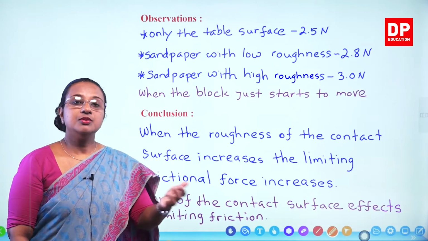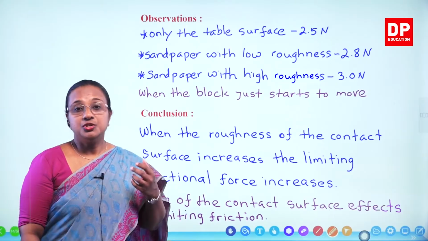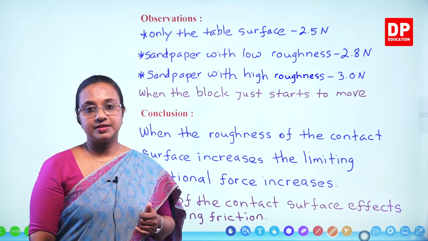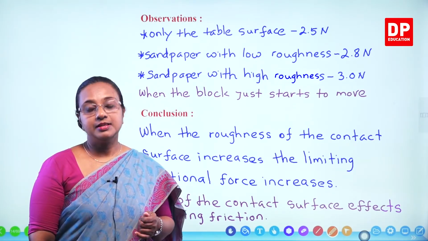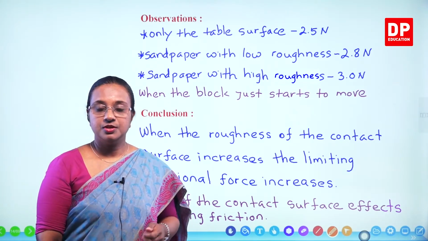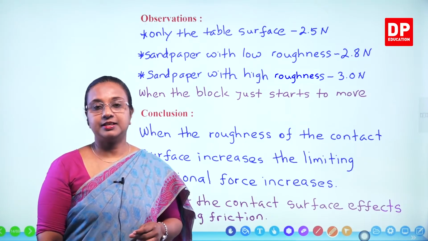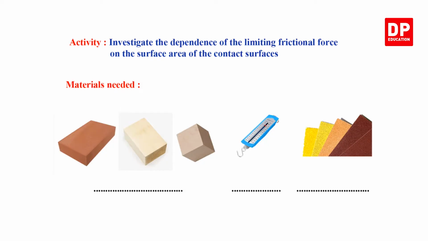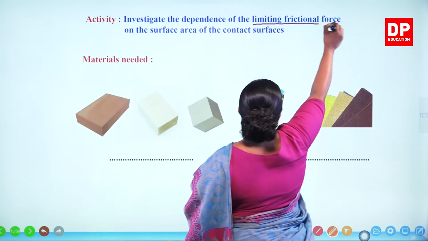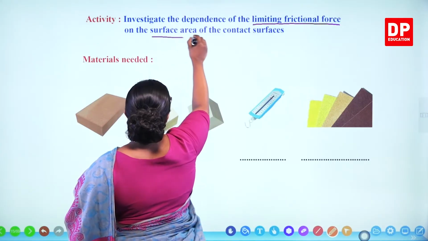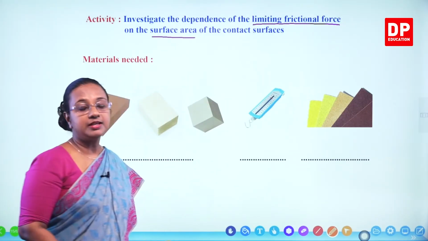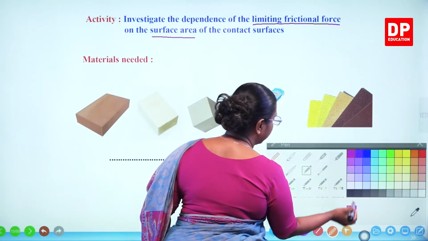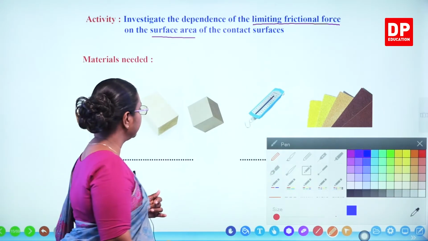Now let us do another activity to check whether the area of the contact surface will affect the limiting frictional force. So let us discuss that activity first. Investigate the dependence of, again, the limiting frictional force on the surface area of the contact surface. So for this we will need these materials.